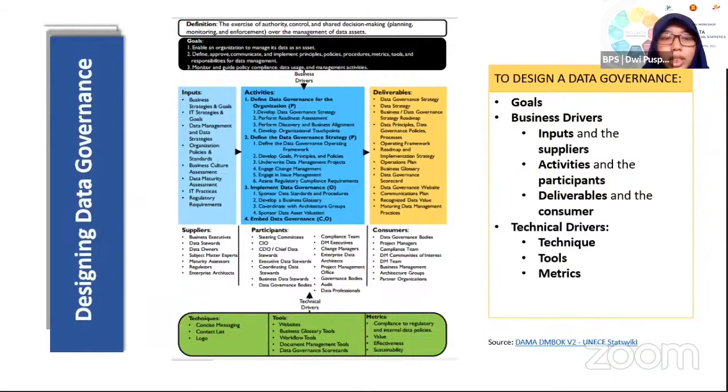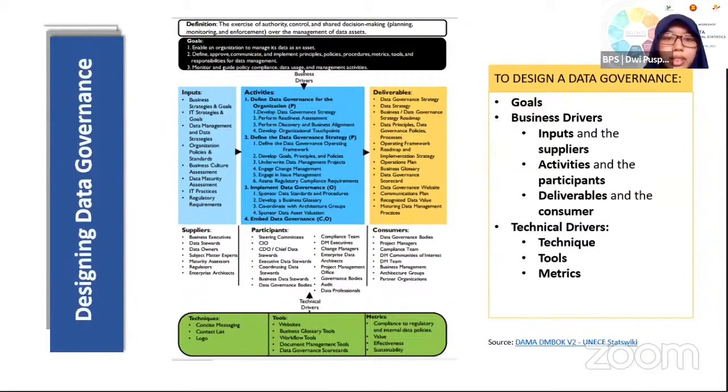And then after we gather the information that we require from the input documents, we can plan the activities that we need to do. For example, the first activity in designing a data governance is define data governance for the organizations, including develop data governance strategy, perform readiness assessment, and then perform discovery and business alignment, and finally develop organizational touch points.